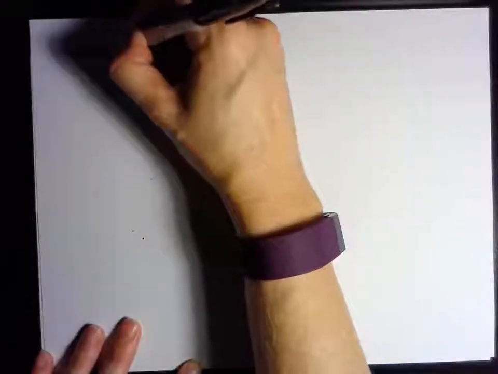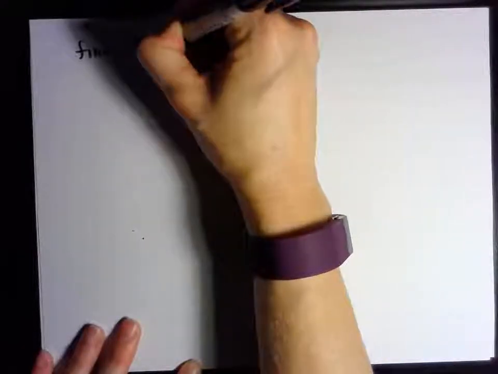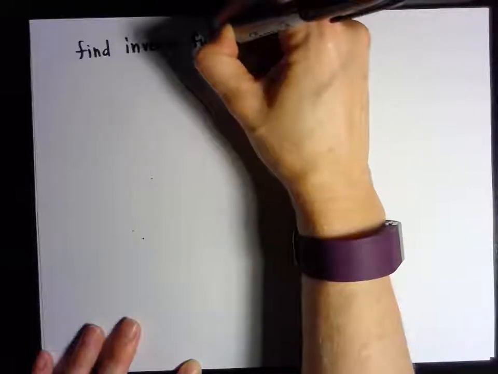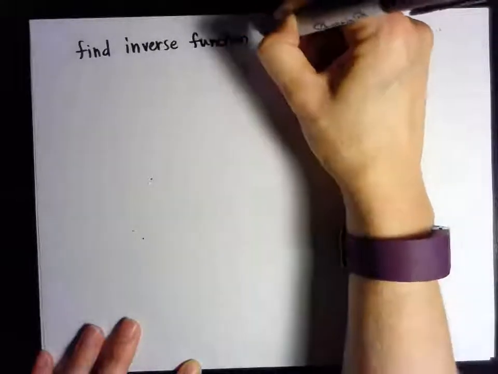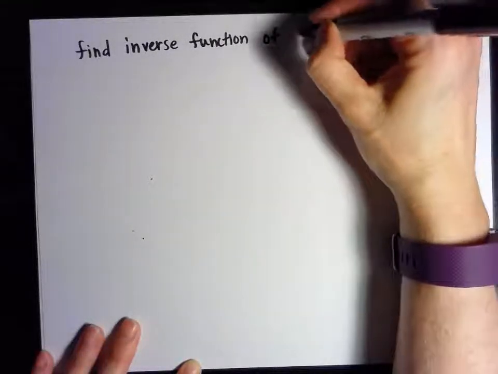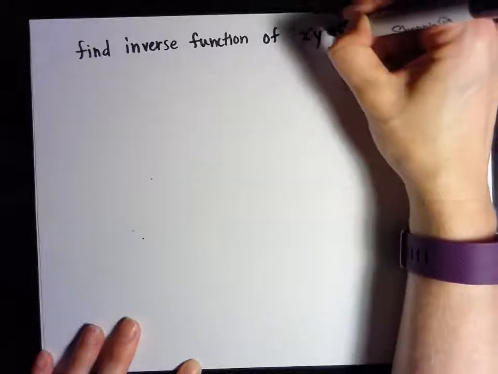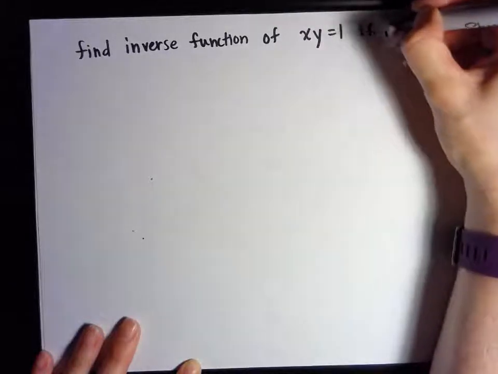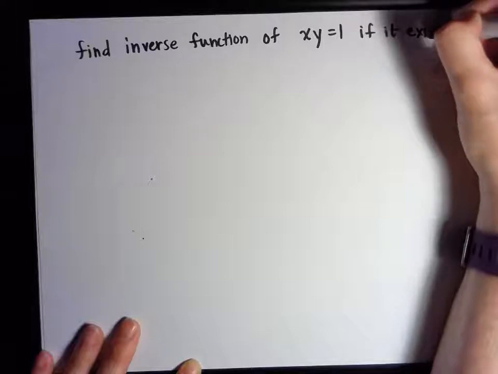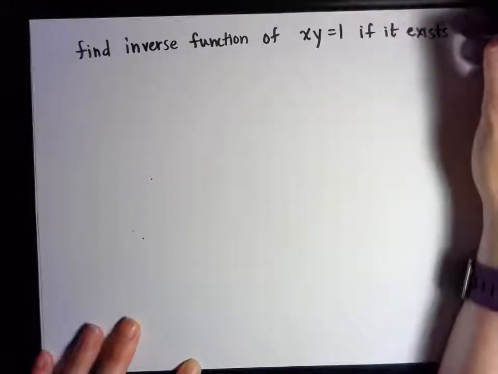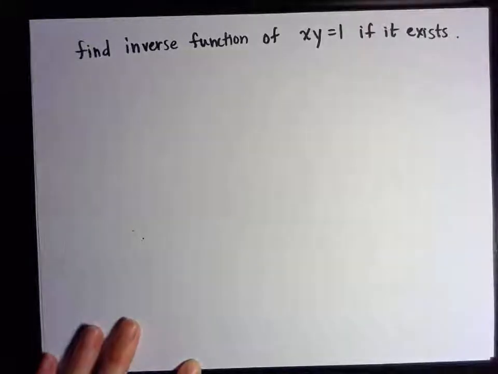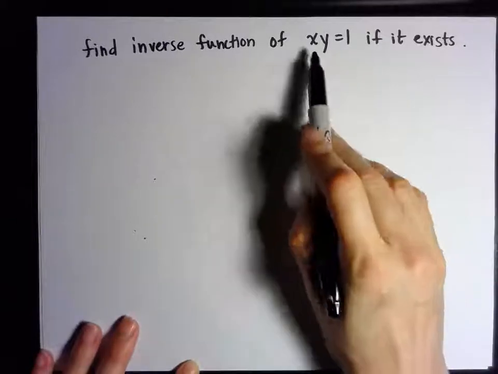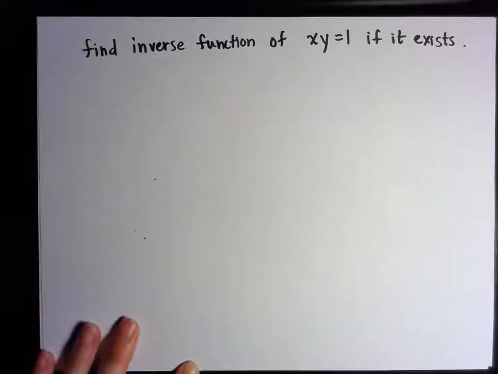Let's say they wanted to find the inverse function of x times y equals 1 if it exists. Okay, so we did this in the last lesson. This is like a hyperbola. Is there an inverse function for this hyperbola?